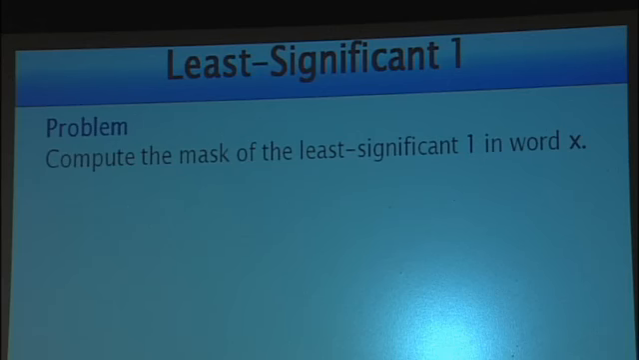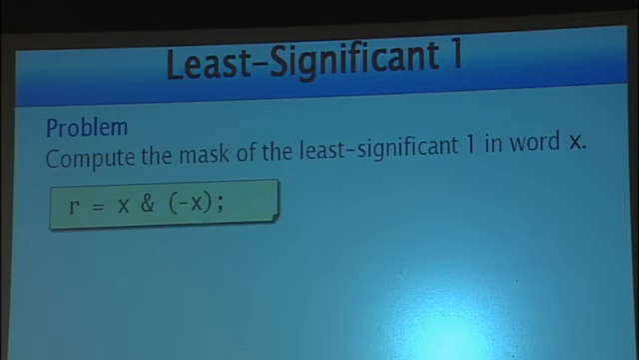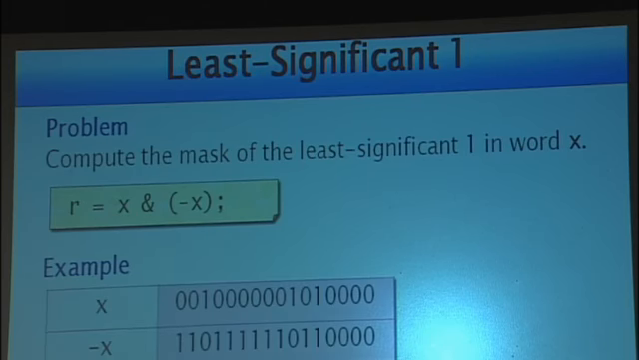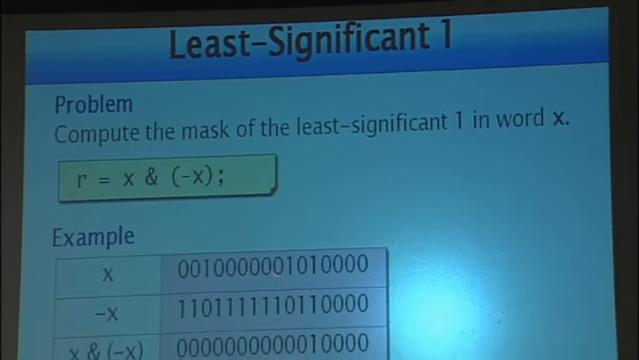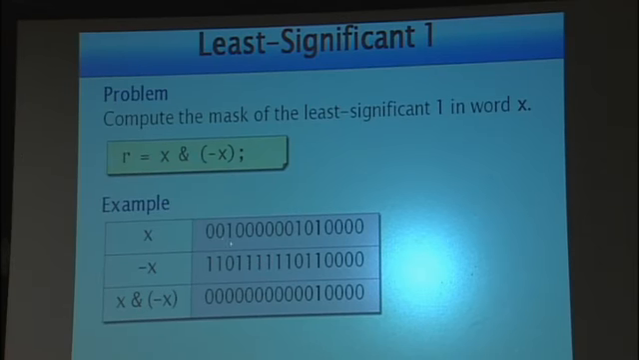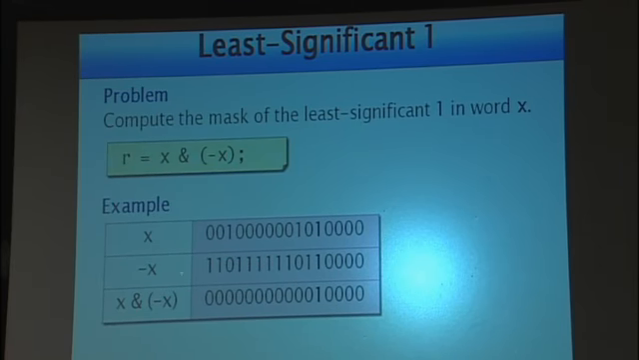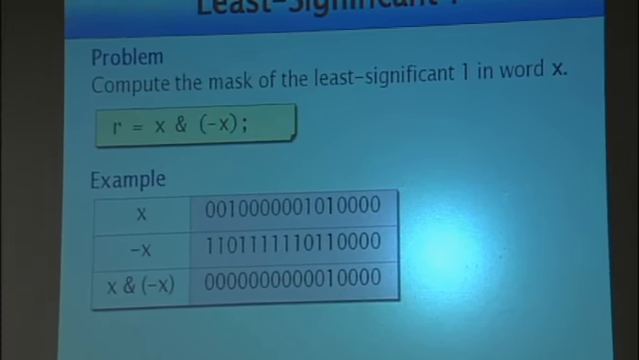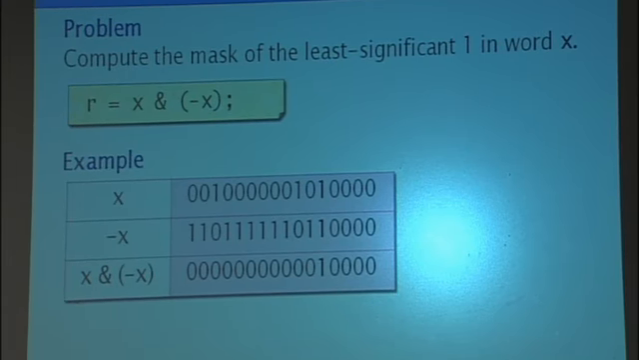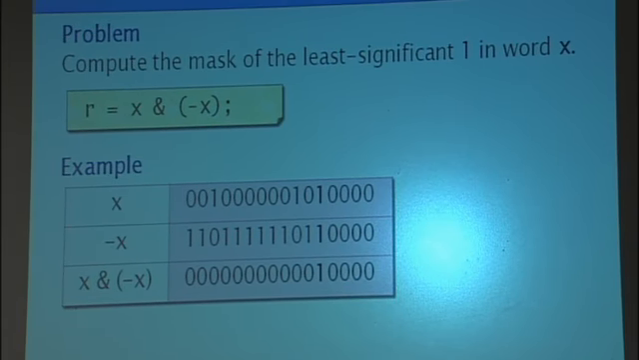Okay, this is a classic trick. Everybody should know this trick. You take x and you AND it with its 2's complement. Why does that work? So here's x, some value here. The 2's complement is the 1's complement plus 1. If you remember, 1's complement just means I complement every bit. The 2's complement is I complement every bit and add 1.